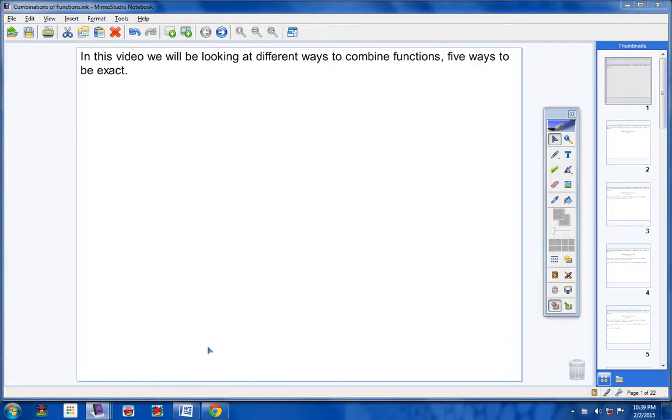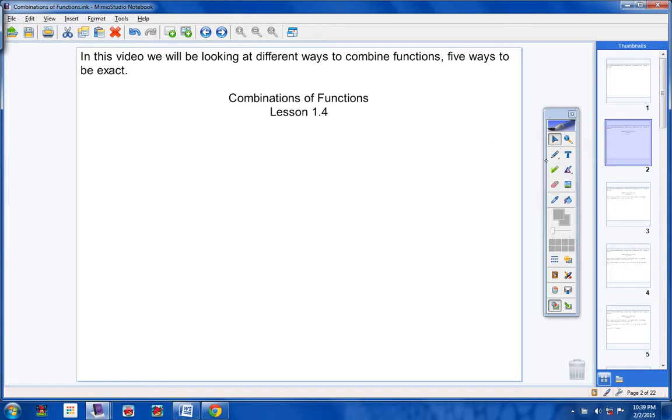Now students, in this video we will be looking at different ways to combine functions, okay? 5 ways actually, to be exact. Your heading for today is called Combinations of Functions, lesson 1.4, and be sure and include today's date so that your notes are organized.